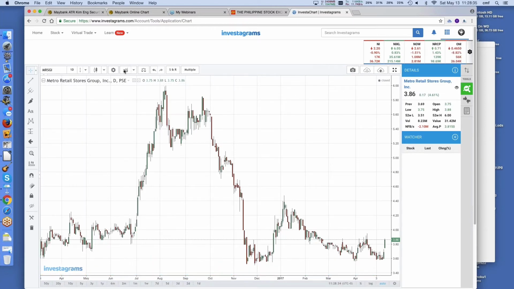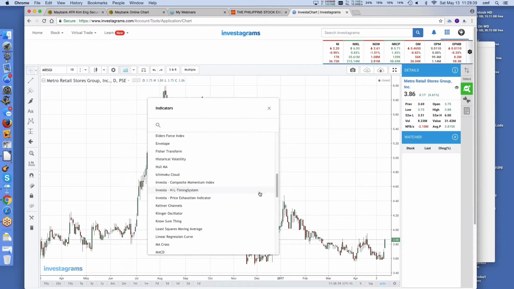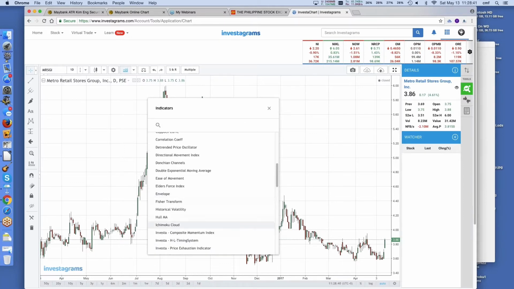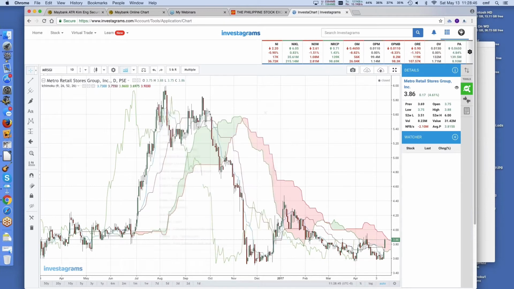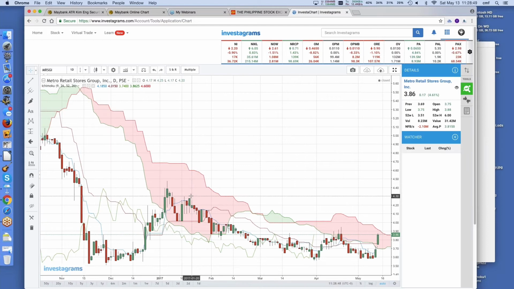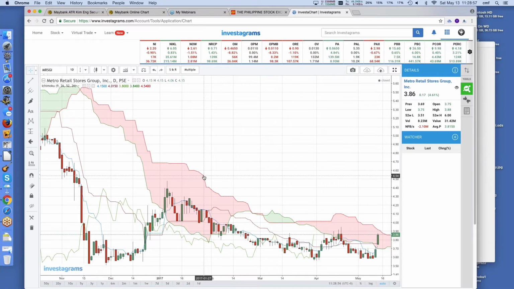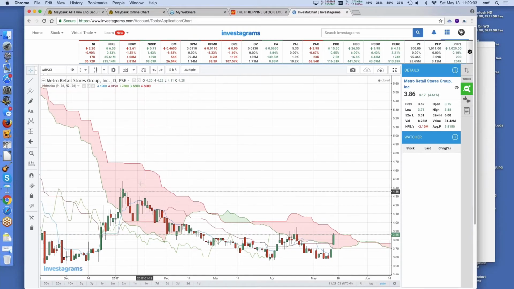So to get the Ichimoku chart, click on this button. Scroll down to Ichimoku Cloud. Click on that. We find the elements drawn automatically. As opposed to Make Trade, which uses violet and orange lines, this one uses red for bearish Kumo and green for bullish Kumo. So what do we find?